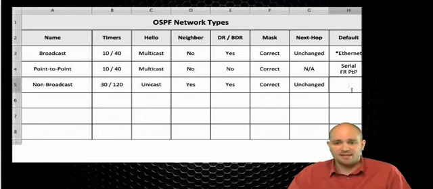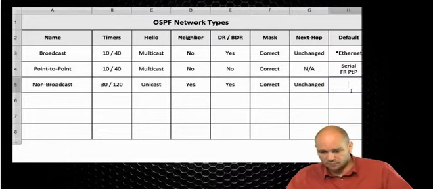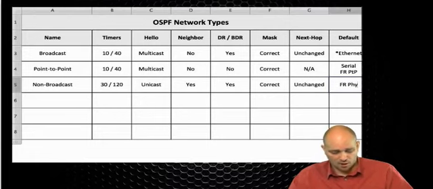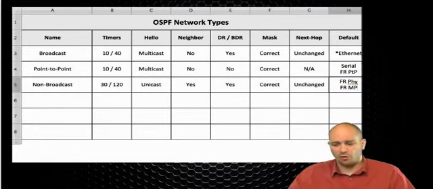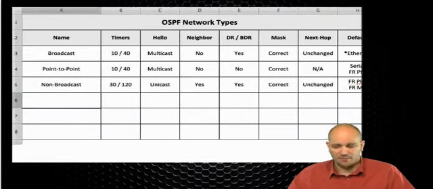Now, this is the default network type on frame relay physical interfaces. So if you are enabling OSPF on a physical interface, that means without sub interfaces, and it's also default on frame relay multi-point subinterfaces.